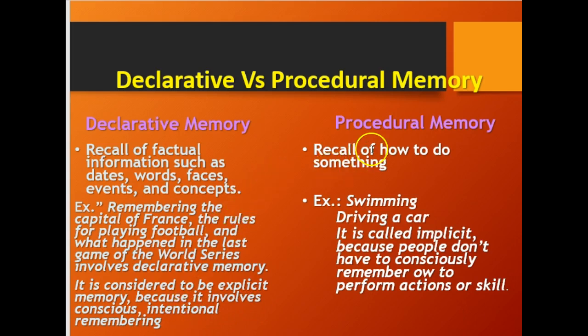By contrast, procedural memory is recall of how to do something, which is a type of non-declarative memory. Swimming and driving a car are called implicit because people don't have to consciously remember how to perform the action or skill.